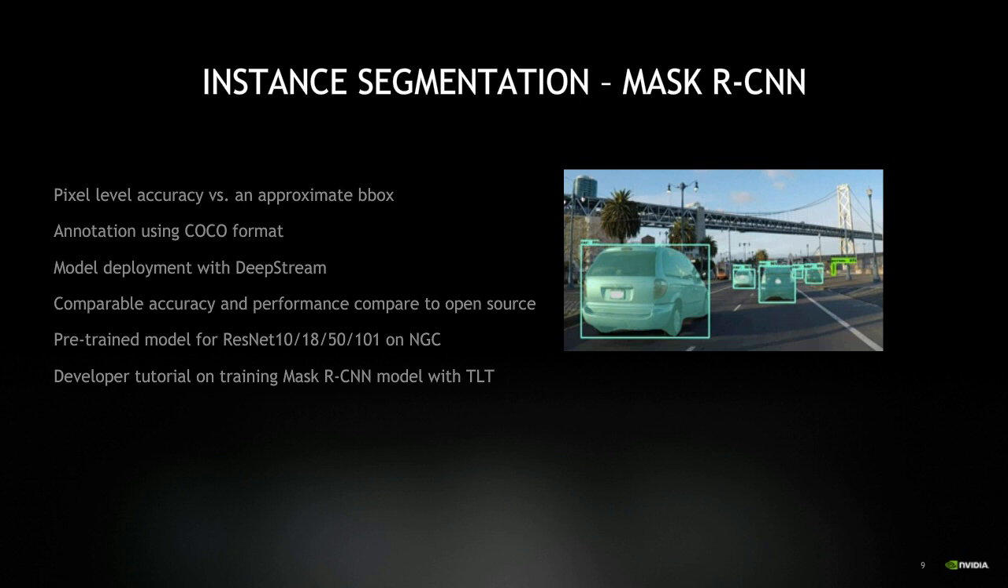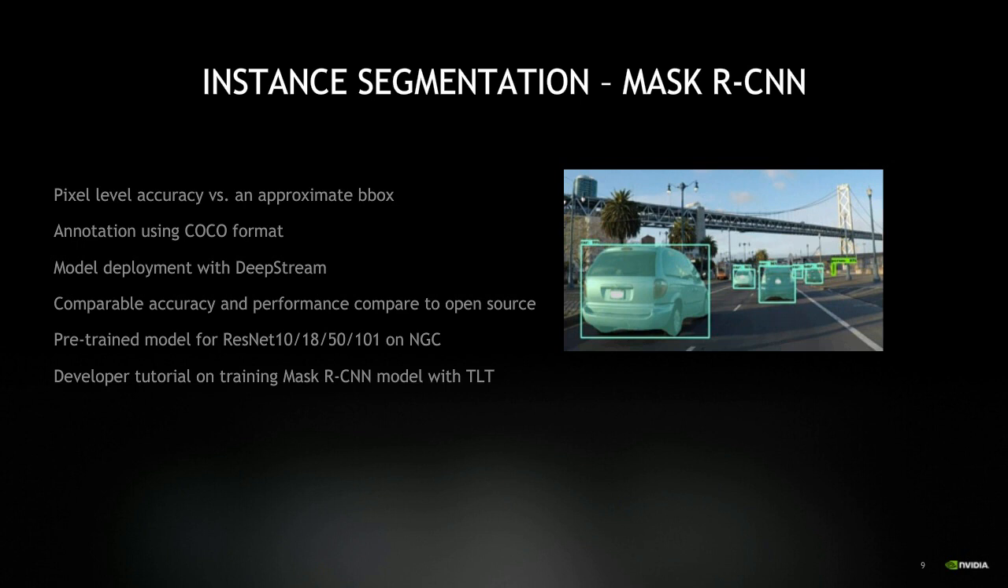Currently, you can use any of the ResNet backbones with Mask R-CNN. We also provide a detailed developer tutorial on training a Mask R-CNN model. It's a step-by-step guide to training on the open source COCO dataset.